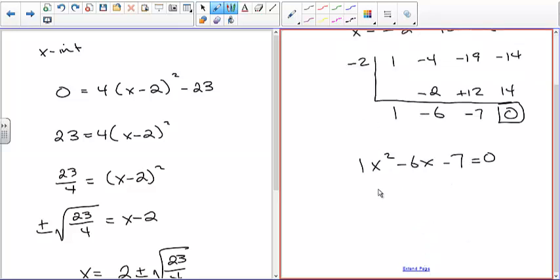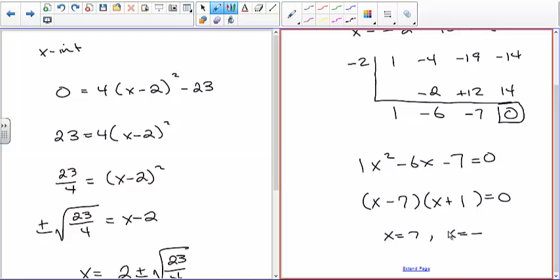So this will be something you should be able to factor. You won't have to use completing the square or the quadratic formula. You really won't have to use the quadratic formula at all. You shouldn't have to. So what two numbers multiplied together give you 7? 1 and 7. The difference is 6. 7 minus 1 is 6. And I have negative 6 here, so I put the negative on the larger one. So those are the factors. The zeros are x equals 7 and x equals negative 1.